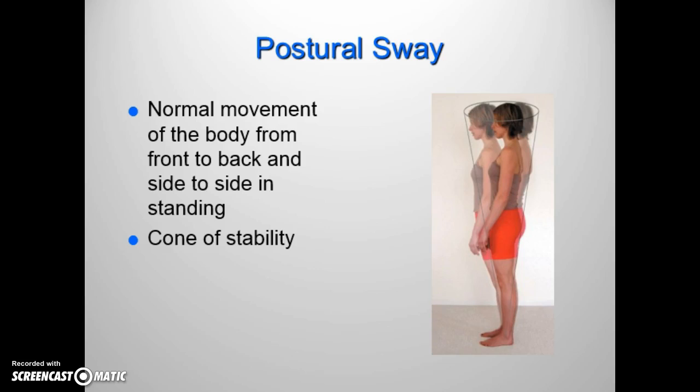The cone of stability is the approximate shape of the area around a standing body, with the small end of the cone around the base of support, within which stability may be maintained without changing the base of support.